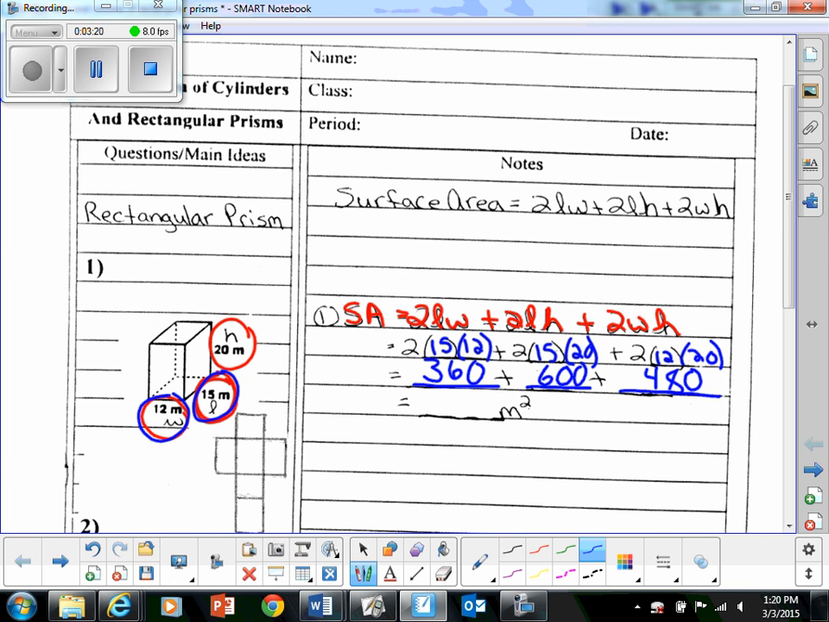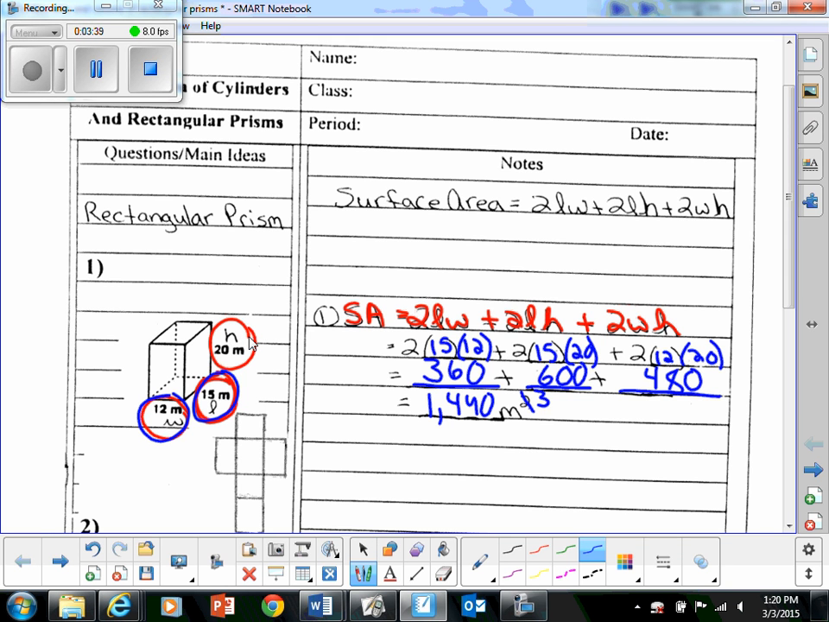And hopefully you got 1,440 meters, and you see there's a mistake here. It shouldn't be squared because this is a 3D object. It should be meters cubed. Your units are super, super important.